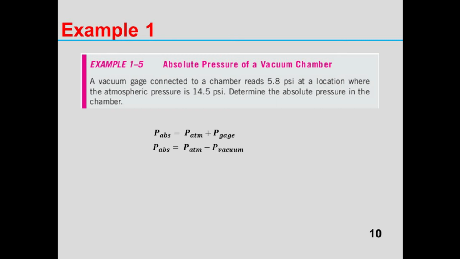We already know the relation between P absolute, P atmosphere, P gauge and P vacuum. P absolute is equal to P ATM plus P gauge, while in the case of P vacuum, P absolute is equal to P atmosphere minus P vacuum. So for this case, the given is the P atmosphere and also P vacuum. Then what we need to do is put in the numbers: 14.5 psi as P atmosphere minus 5.8 for P vacuum, and then we got the answer, 8.7 psi.